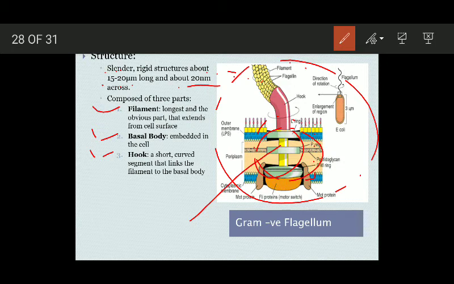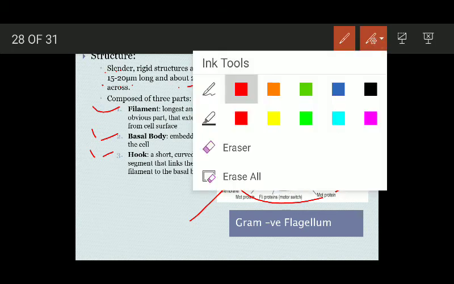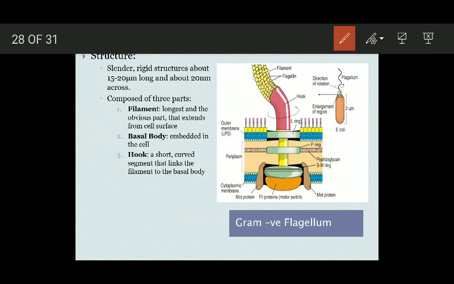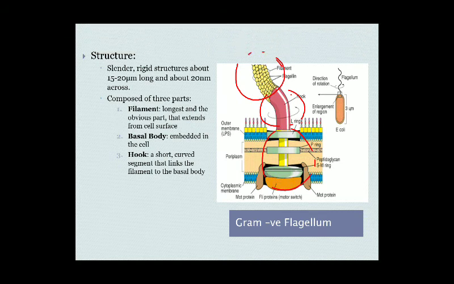Now the third part is hook. It is a short curved segment that links the filament to the basal body. The third part, this part here, is known as hook. It is actually a short segment. It looks curved and connects the basal body to the long filament. This is the structure of the bacterial flagellum.